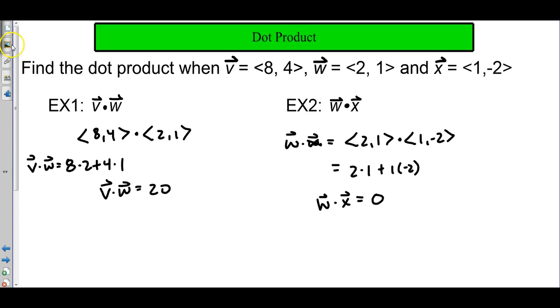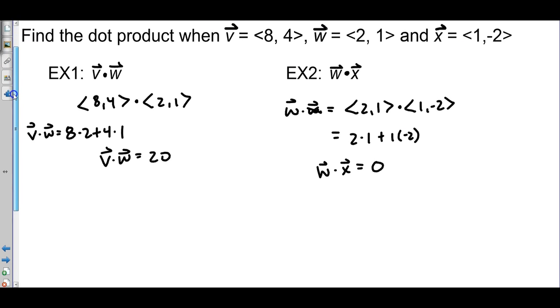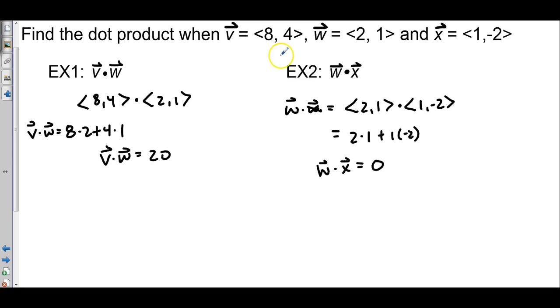So if we go back to this example real quick, example 1, v dot w, hopefully this is a pretty easy one, you can see that w is actually a scalar multiple of v, and vice versa. V is a scalar multiple of w. And so since w is some scalar multiple of v, v and w are parallel.